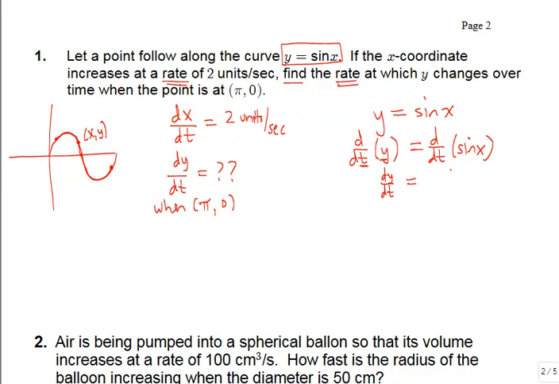Now let's try that again on the right-hand side. What would be the derivative of sine of x with respect to t? Well, the derivative of sine of x wants to be a cosine of x, but because this t and this x do not match, we have to multiply this by a dx dt.